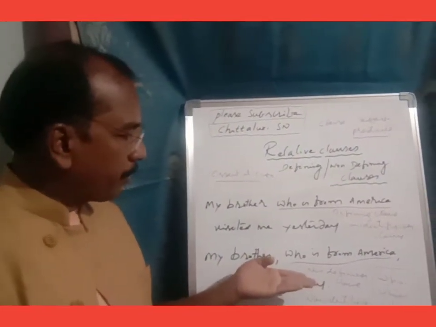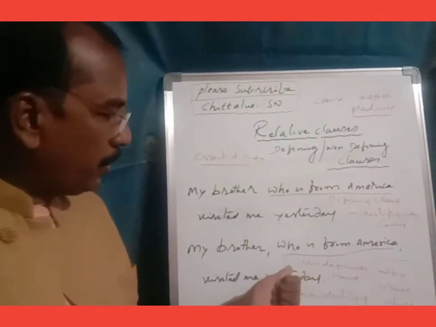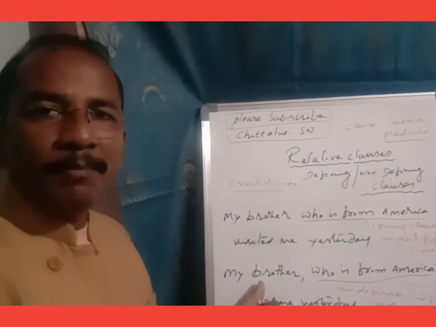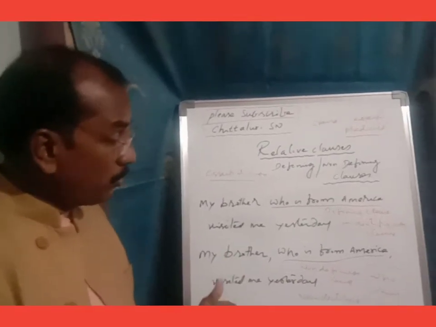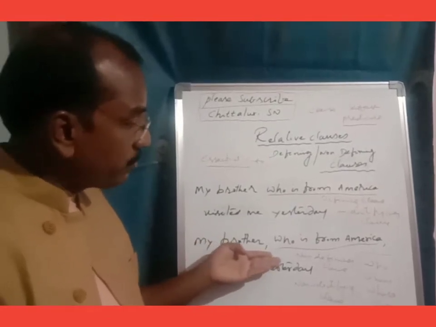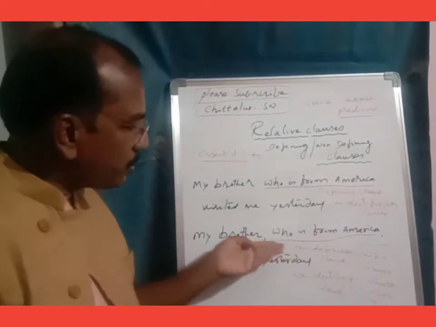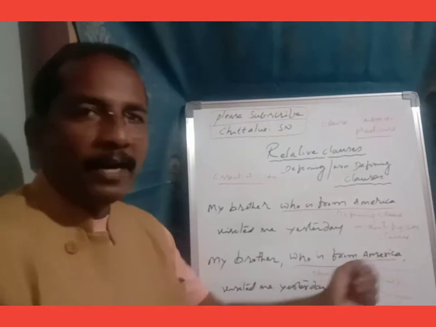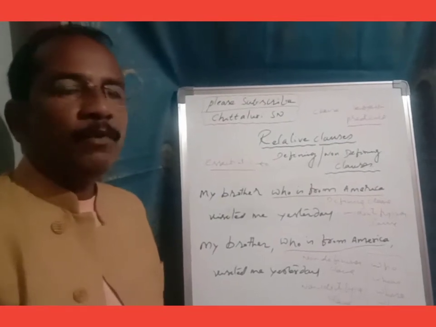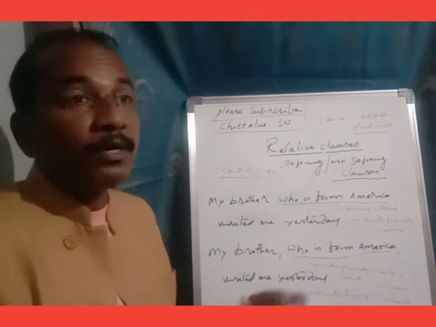Why? Because this underlined part, who is from America, is not identifying the subject, my brother, here. You might have noticed that after the subject, my brother, a comma is there, and after who is from America, again a comma is there. This clause is preceded and followed by commas. Generally in non-defining clauses we find commas. Commas are very important in non-defining clauses. That's what we should remember.